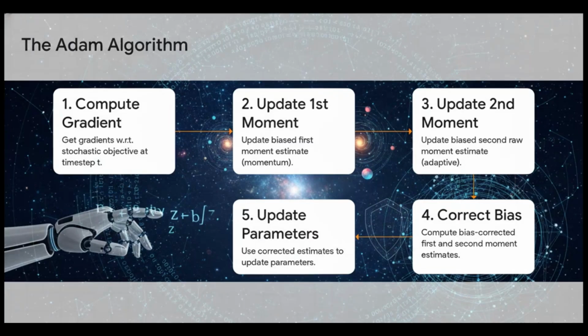So here's how the Adam algorithm works step by step. First, it figures out the slope for a small bit of data. Then it uses that slope to update its running average for both the direction, the first moment, and the shakiness, the second moment. Then it does this really clever correction step we'll talk about in a second, and finally, it uses those two corrected numbers to figure out the absolute perfect step to take next.